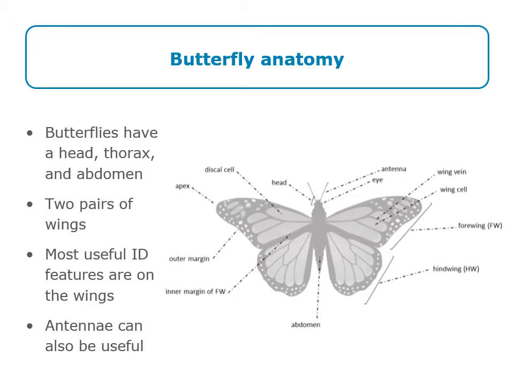Now on the wings, there are often cells that will be areas bordered by veins, and those are thicker, harder parts of the butterfly's wings. Let's look at the forewings and the hind wings a little more closely in the next slide.